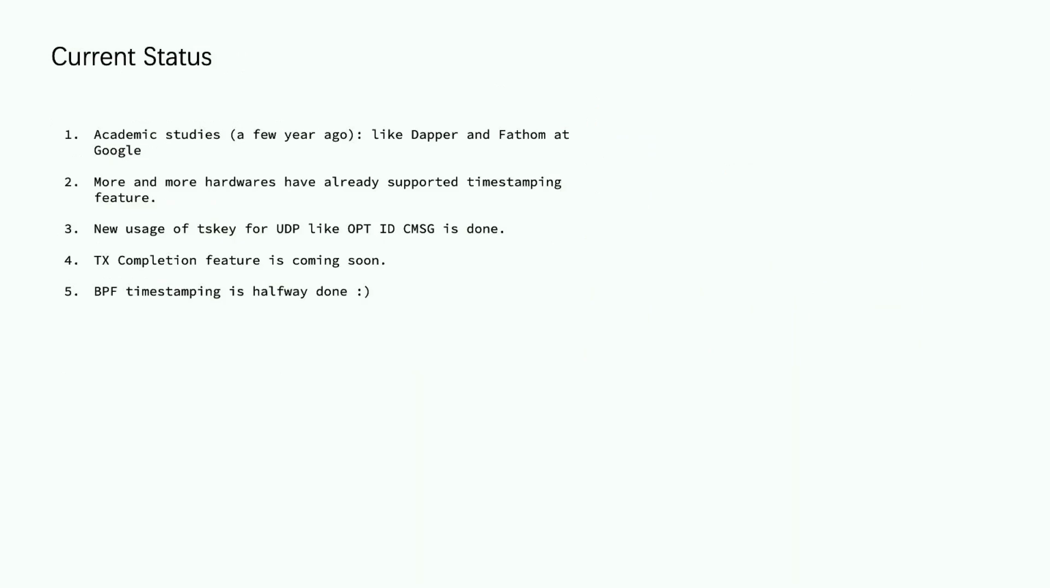Okay, the current status. Google developed Fathom, which is implemented based on Dapper from many years ago, and more and more hardware supports timestamping. The new usage of TSK for UDP was merged last year, and I hope the TS completion feature is coming soon to support those hardwares that cannot generate the PTP hardware timestamp.